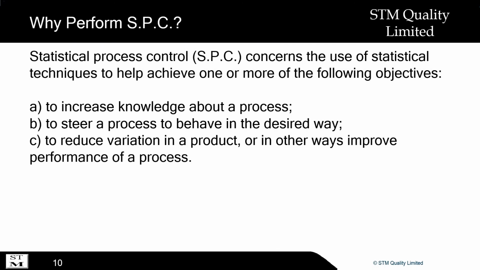Statistical process control concerns the use of statistical techniques to help achieve one or more of the following objectives: to increase knowledge about a process, to steer a process to behave in the desired way, to reduce variation in a product, or in other ways improve performance of a process.